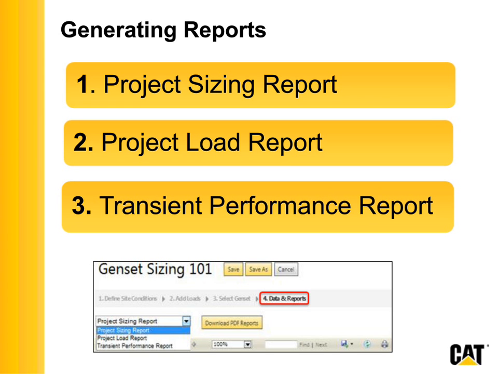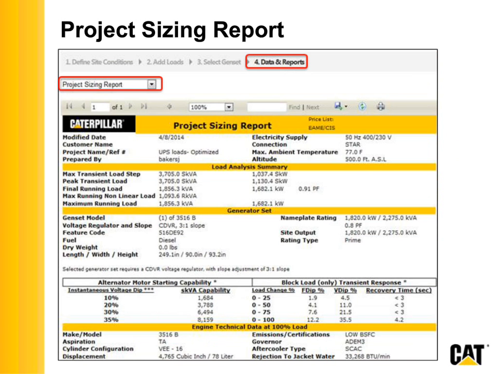There are 3 different types of reports that you can generate with SpecSizer: the project sizing report, the load report, and a transit performance report. Here we see the project sizing report. Another opportunity for you to see all of the technical information that's associated with your sized genset. Again, engine, alternator. Another valuable section here, information for me on this report, is a section for block load transit response.